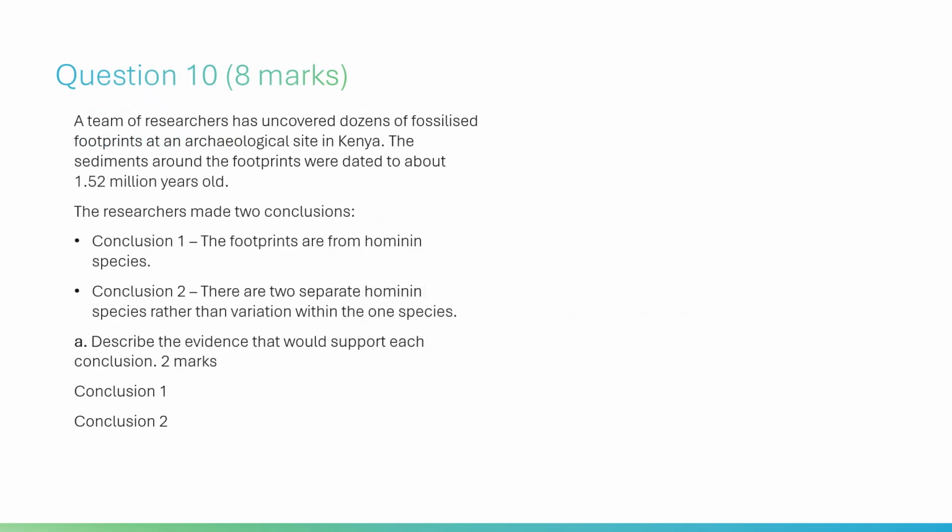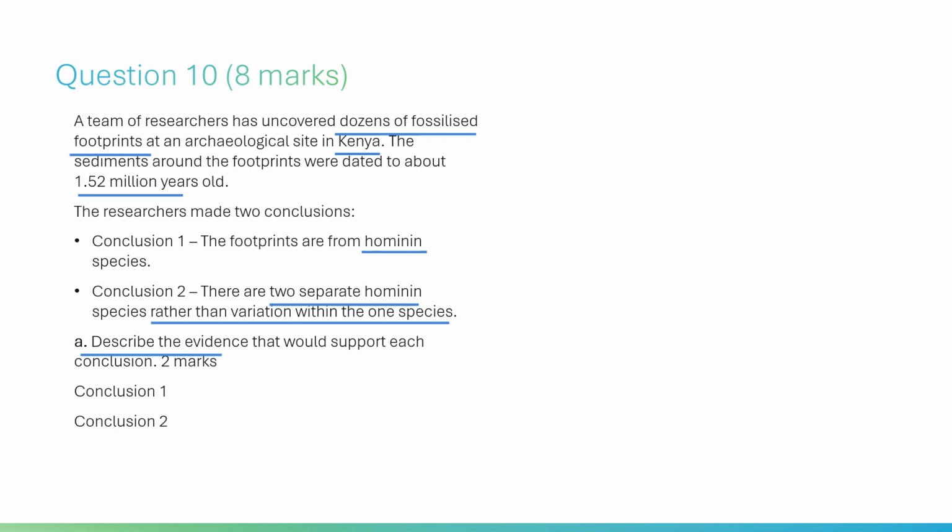A team of researchers has uncovered dozens of fossilized footprints at an archaeological site in Kenya. The sediments around the footprints were dated to about 1.52 million years old. The researchers made 2 conclusions. Conclusion 1: the footprints are from hominin species. Conclusion 2: there are 2 separate hominin species rather than variation within the one species. Question: describe the evidence that would support each conclusion. 2 marks. Conclusion 1. Conclusion 2.